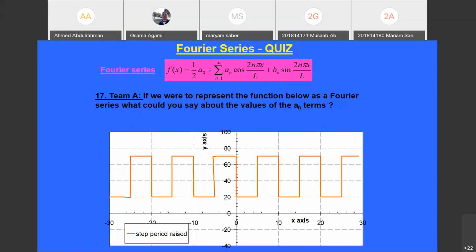You have the formula and you have your pen and paper. Write it down. You have your calculator because you are looking for A naught, so no need for anything else, because you're integrating only your function straightforward. But you have to slice it into two pieces, because from 0 to 5, your function is 20. From 5 to 10, your function is 70.